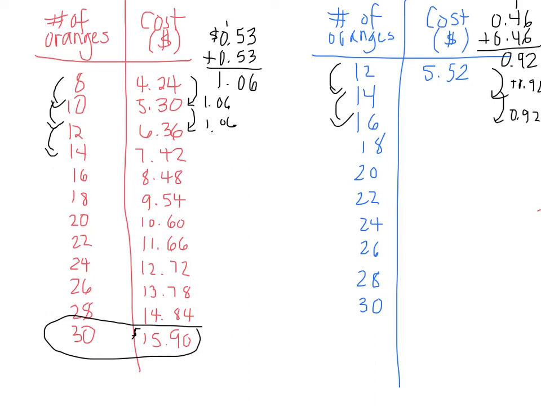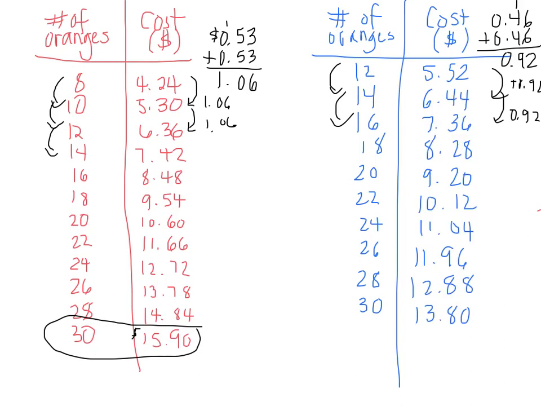So let's do that. And there we go. We've completed the table up to 30 oranges. Well, 30 oranges from store B cost $13.80. Which store is cheaper? Still store B. It's $13.80 for 30 oranges from store B and $15.90 for 30 oranges from store A. Well, what was the question asking us to find? Have we finished this question yet?